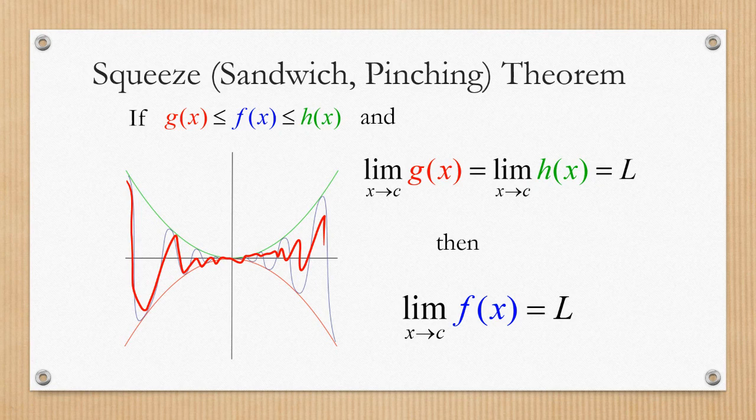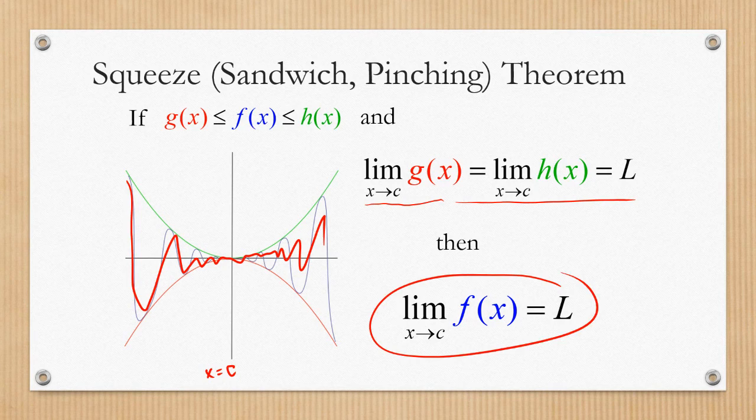However, the two functions are not difficult, and they both have the same limit as x goes to c. And since they have the same limit, our function also has to have that same limit. So that's how the squeeze theorem works. I'll do an example to see if it helps make a little more sense of this.